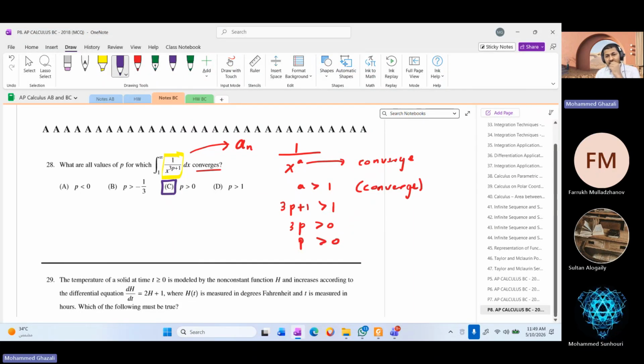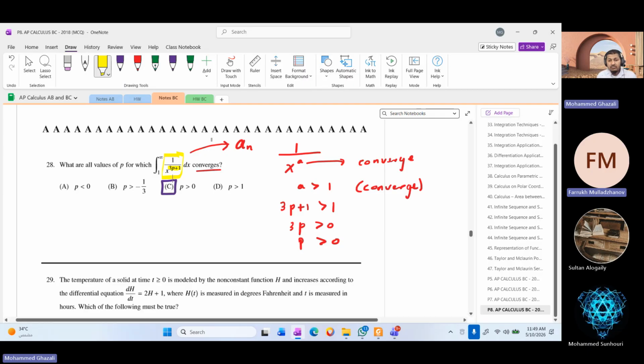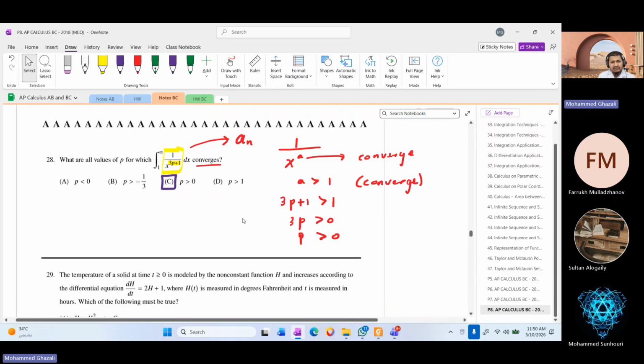You said when A is greater than 1 it converges. I'm comparing x to the power A with x to the power 3P plus 1. It's A, not D, because it can also be P greater than 0. Yes, because 1 can also be an answer, since 3 times 1 is 4, so it can also converge. I'm just comparing with the convergence of the P series. That's it. You don't need to integrate this.